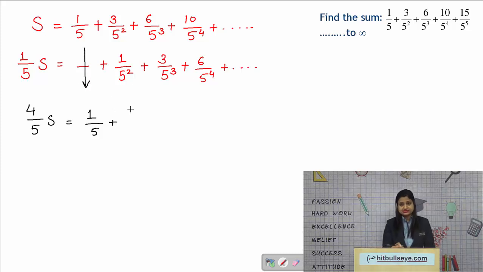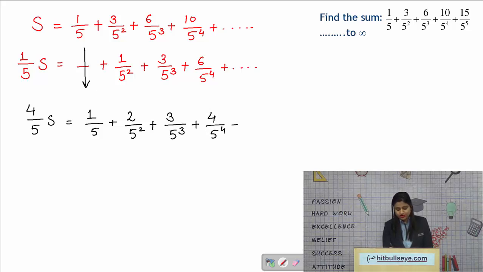Now, since the denominators are same, we can take subtraction of numerators only. It comes out to be 2 by 5 square. Then it will become 3 by 5 cube. Then it will become 4 by 5 raised to power 4, so on up to infinity. Again, you can see in the numerator we have a direct AP. So we can apply formula here.